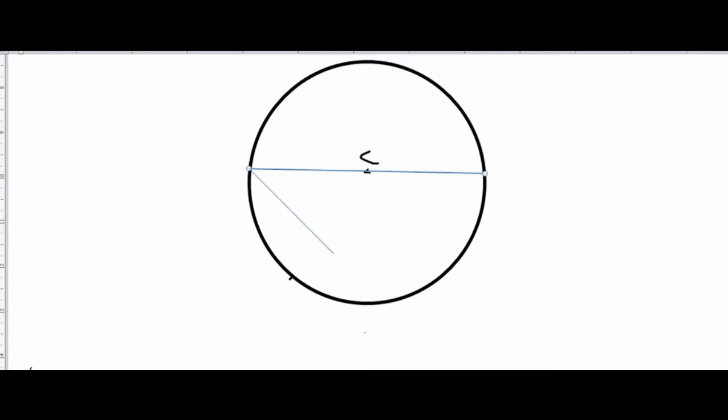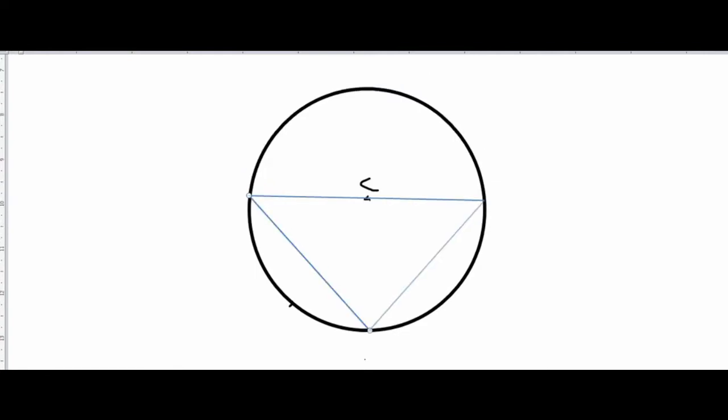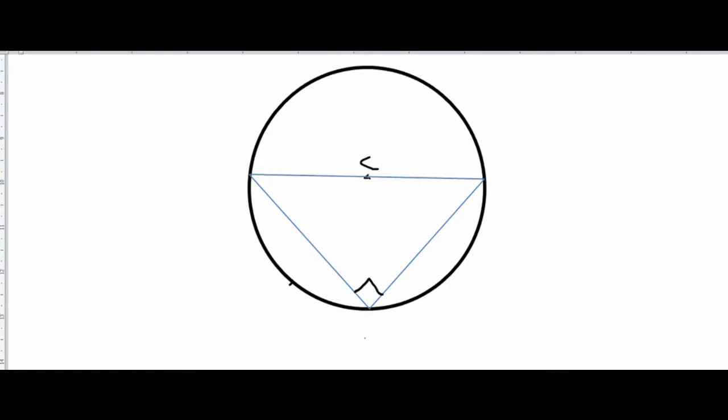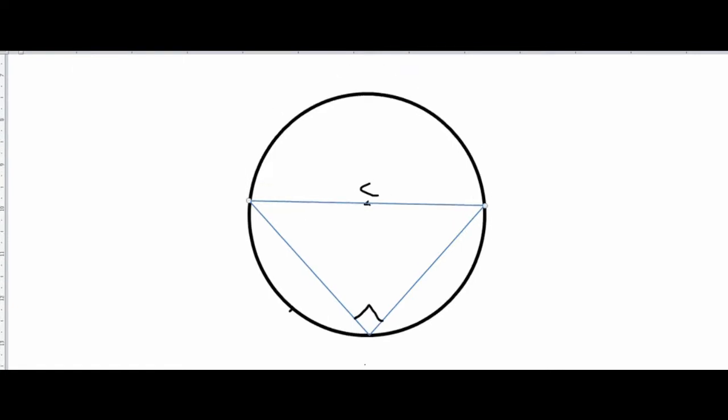So for example, I could draw it like this. Okay, so we have a triangle where all vertices are on the circumference of the circle, and one of the sides is the diameter of the circle. And so what this theorem states is this angle here is a right angle. So like before, I'm just going to quickly prove this.